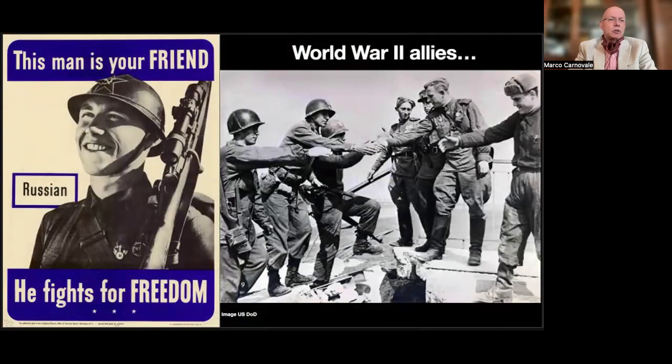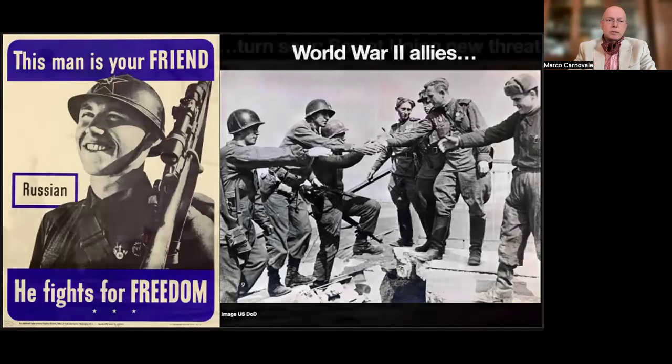They had fought together. On the left, you can see here a poster from the wartime advertising the Russians, Soviets, as friends fighting for freedom. Never mind, they were really ruled by Stalin, who wasn't exactly a freedom lover at the time, but the narrative during World War II was that the Soviets were our friends.